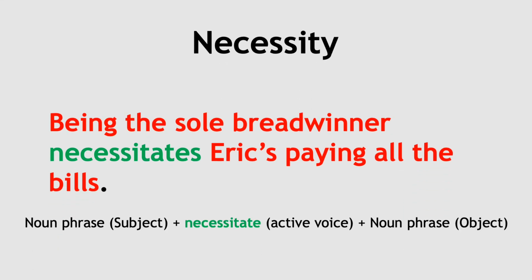Or if you wish to push it a little further, with the same verb necessitate, you can say something like this. So being the sole breadwinner necessitates Erik's paying all the bills. So we are pushing everything to the extreme. So being the sole breadwinner would be the first noun phrase as a subject. It originally represents one whole sentence, but now it is compressed into just a noun phrase to become the subject of a simple sentence.